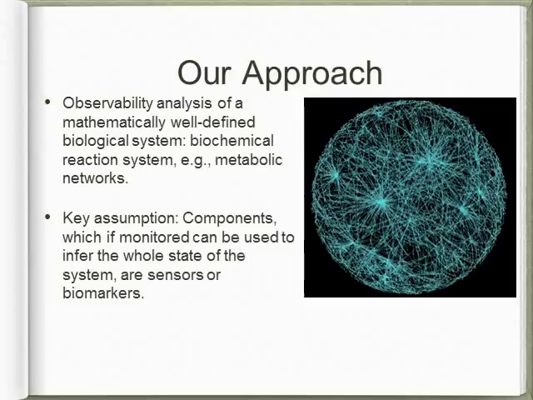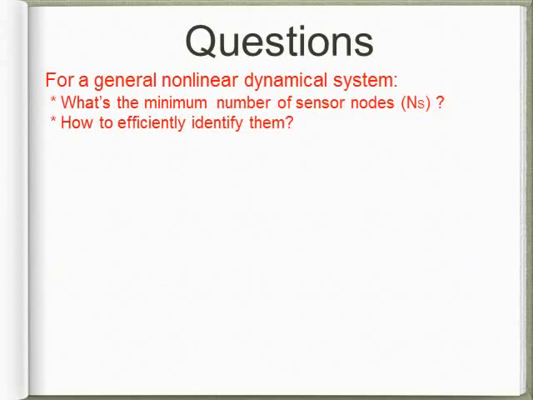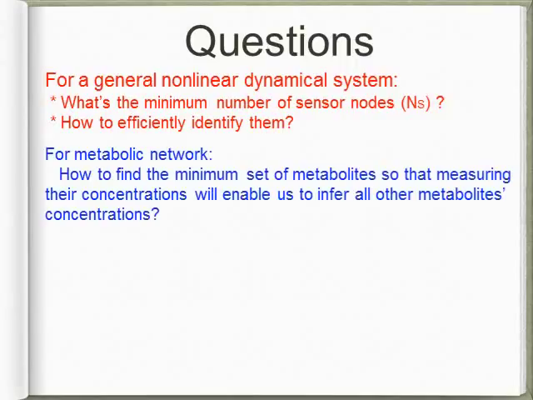So our key assumption in this approach is that those components, those nodes, which if monitored can be used to determine the whole state of the system, to infer the whole state of the system via the sensors or the biomarkers. So essentially, we want to use control theory to guide rational biomarker design. The question will be posed in a very general nonlinear dynamical system context. So what is the minimum number of sensor nodes and how to efficiently identify them? For the metabolic network or biochemical reaction system, the question is how to find the minimum set of metabolites so that by measuring their concentrations, we can infer all other metabolites' concentrations. You can think about a bunch of simple chemical reactions or the genome-scale metabolic networks.